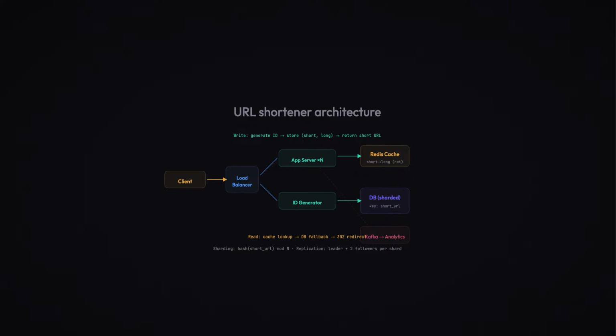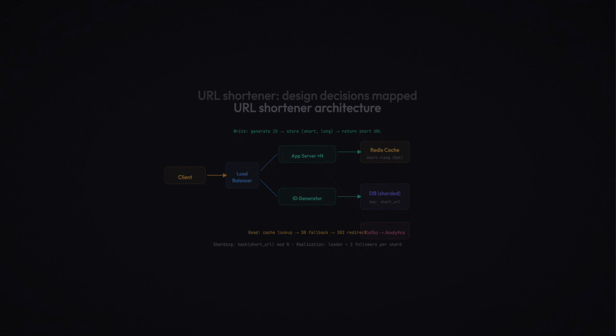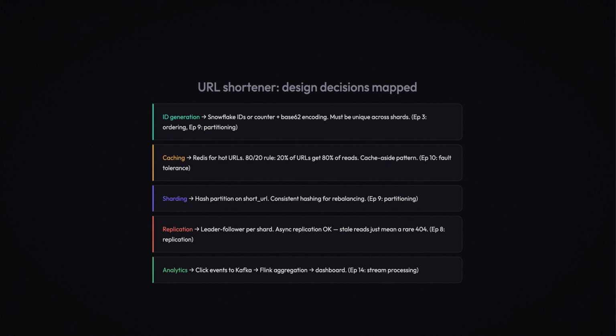For analytics, every click event is published to Kafka. A Flink job aggregates click counts, referrals, and geographic data into a dashboard. The database is sharded by hash of the short URL, consistent hashing from episode 9. Each shard has a leader and two followers, replication from episode 8. Let me map each decision to a specific protocol.